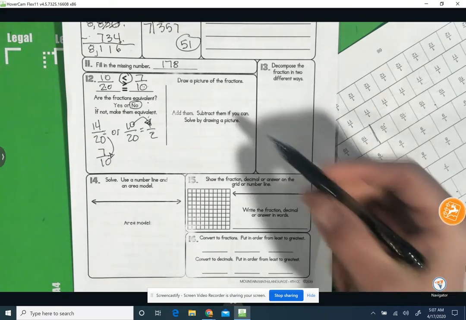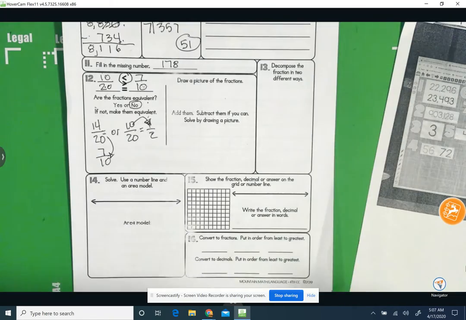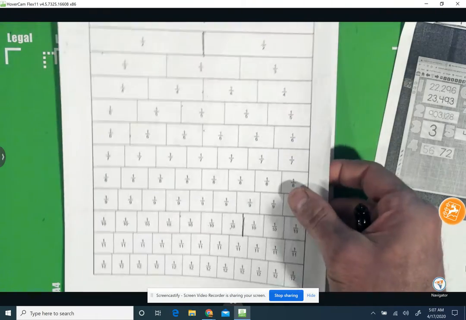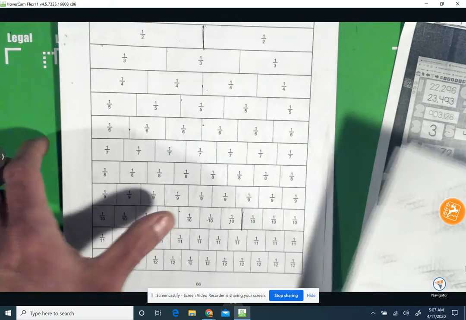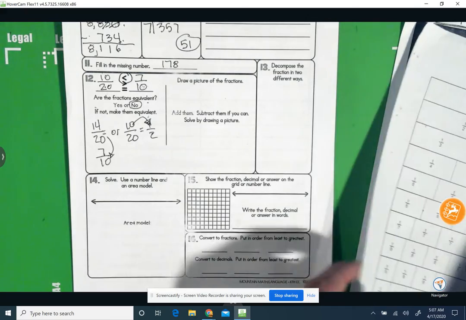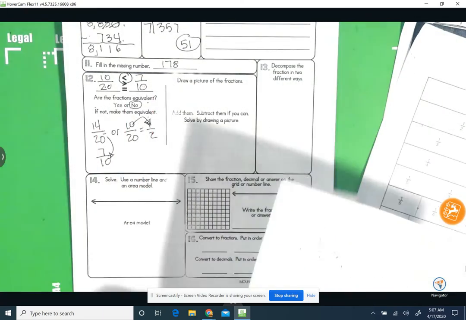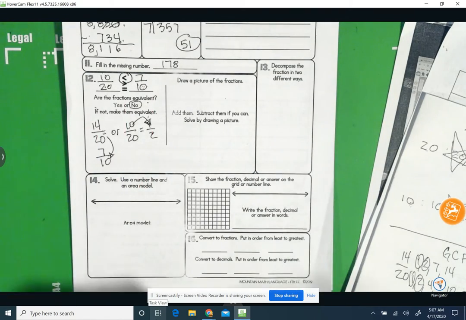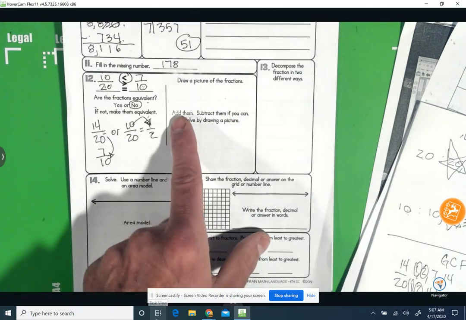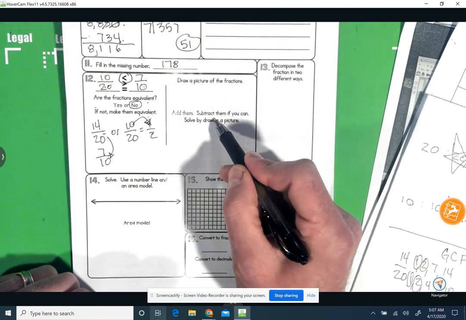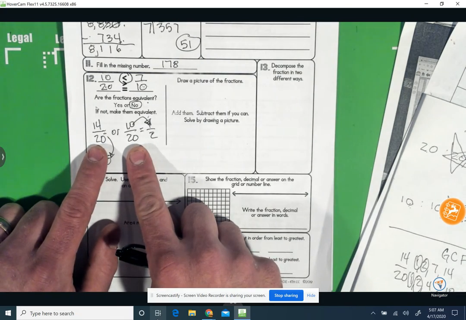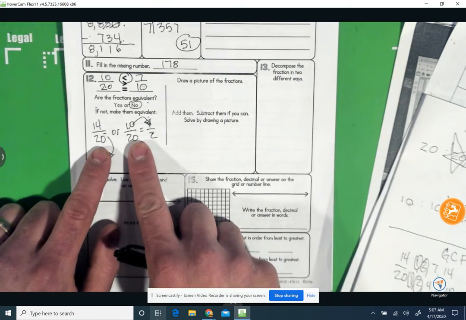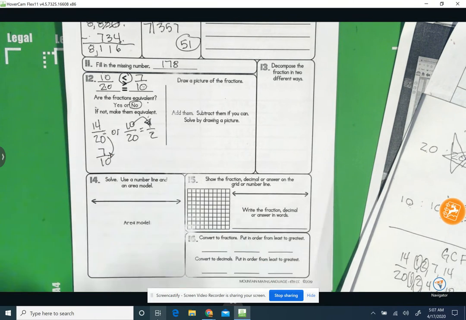All right. Drawing pictures, I'm going to leave that to you. Drawing pictures is just like drawing your fraction strips for yourselves, or drawing anything that is broken up into 10 parts or 20 parts. Add them or subtract them if you can. When we are adding them, we are going to be adding the fractions that we changed, or the fractions that we made when we made them equivalent.